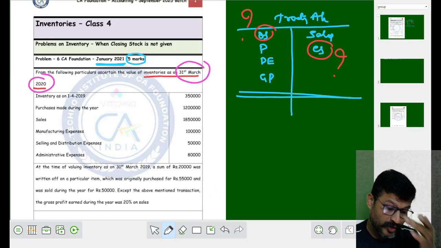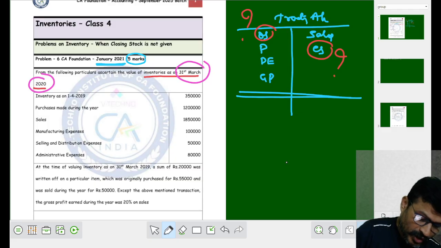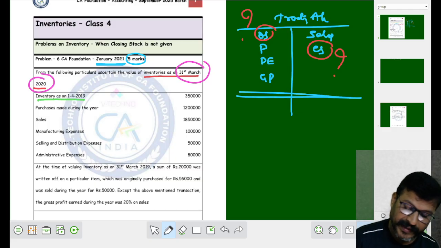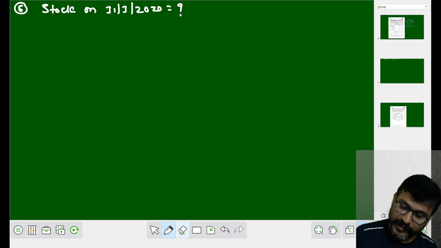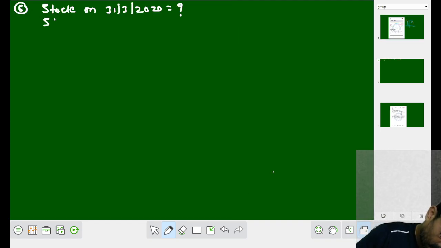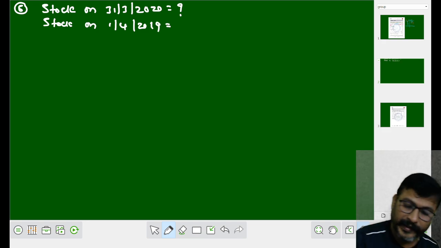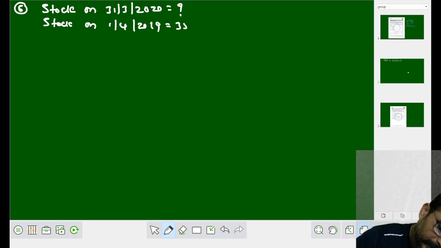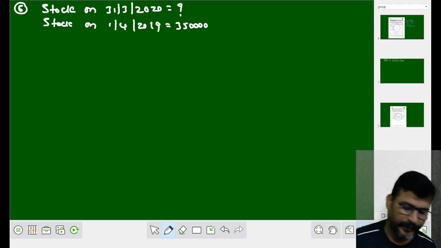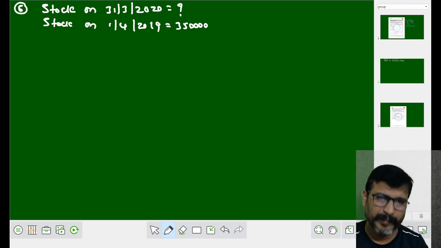Let me read what actually the sentence is. Stock on 1st April 2019 is given. It is of how much? 3,50,000. So you write stock on 1st April 2019, an amount of rupees 3.5 lakh. Okay, so this is a particular message.